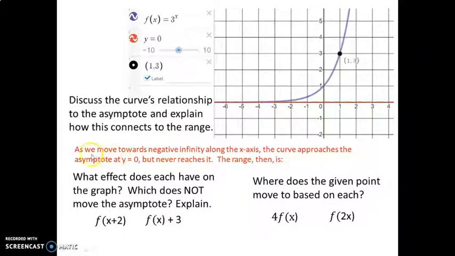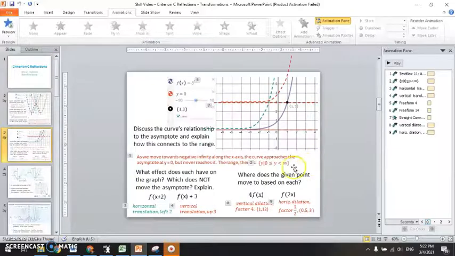So here's a more mathematical explanation. As we move towards negative infinity along the x-axis, the curve approaches the asymptote, which is at y equals 0, but never reaches it. It looks like it reaches it, but imagine it's always just slightly above y equals 0. And therefore the range is y values such that y is greater than 0. Oh, that shouldn't be greater than or equal to, it should just say greater than 0. So let me change that, that's important.